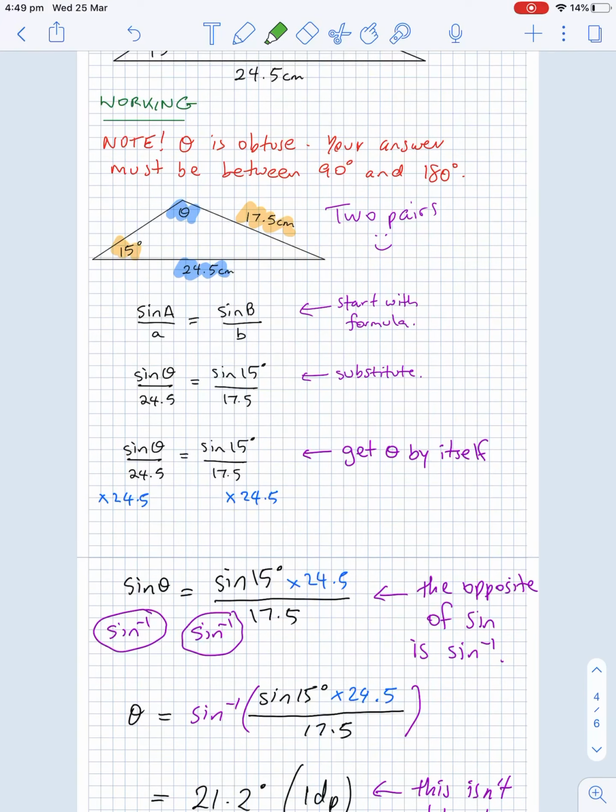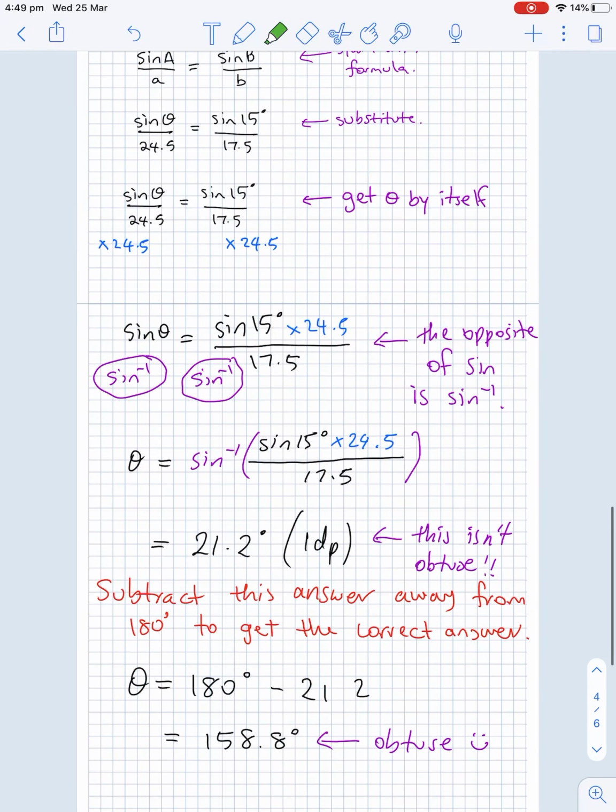So our two pairs are there as shown. We use this formula, so the flipped version, because we're finding an angle. And now we substitute. So our theta and our 24.5, that's the first pair that goes in there. And the other pair is our 17.5 and our 15. So there's our next pair there. So they pretty much just go straight in following that formula.